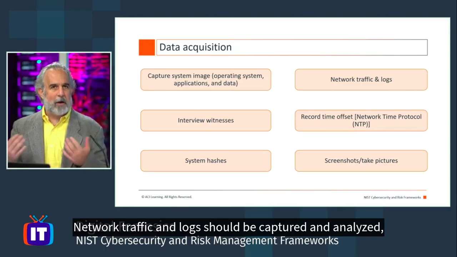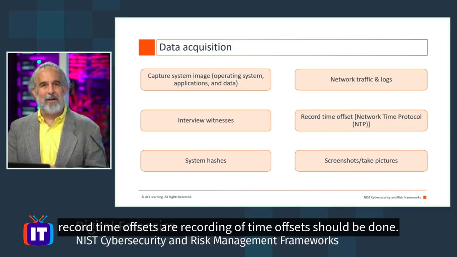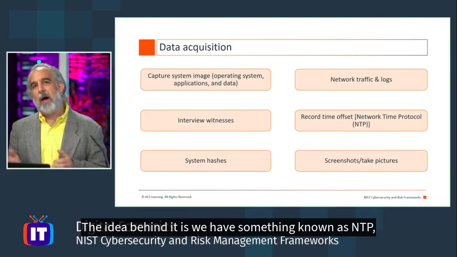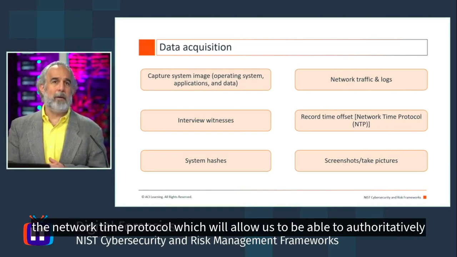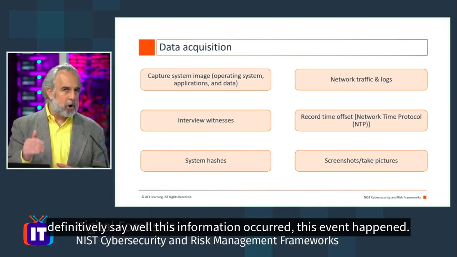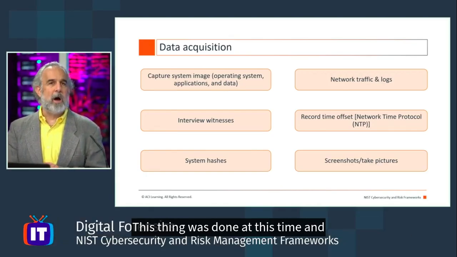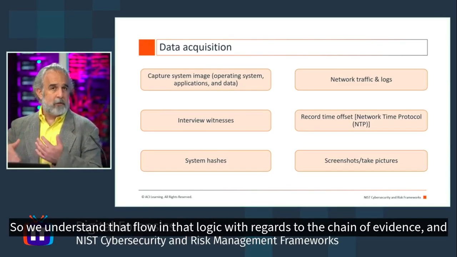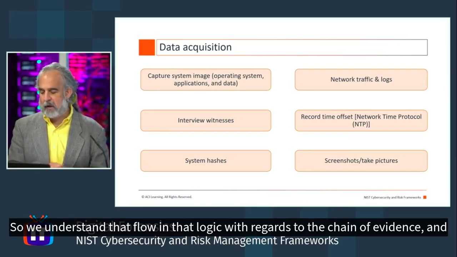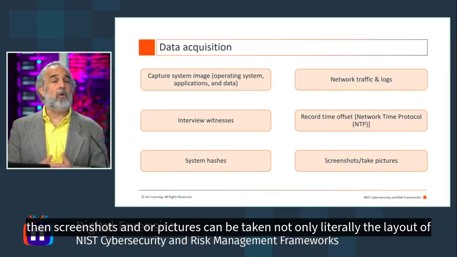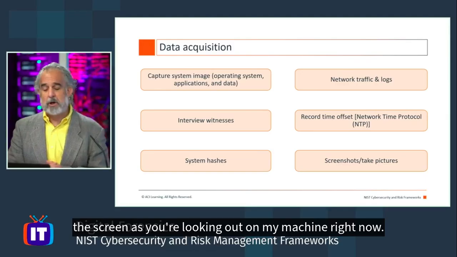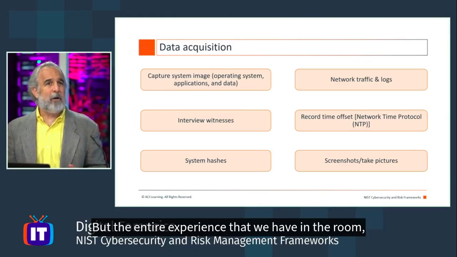Network traffic and logs should be captured and analyzed. Record time offsets or recording of time offsets should be done. The idea behind it is we have something known as NTP, the Network Time Protocol, which will allow us to be able to authoritatively and definitively say, well, this information occurred, this event happened, this thing was done at this time, and from this time to now, the delta, the offset is X, so we understand that flow and that logic with regards to the chain of evidence. And then screenshots and or pictures can be taken, not only of literally the layout of the screen as you're looking at on my machine right now, but the entire experience that we have in the room.